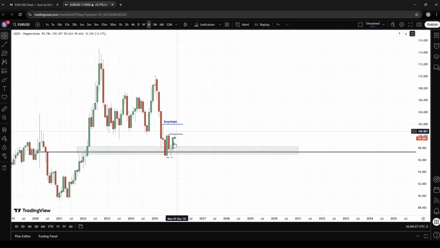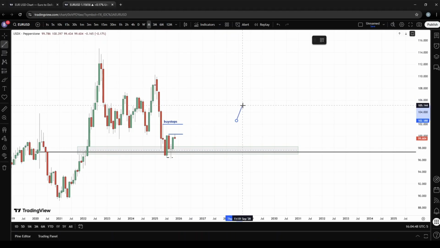And you know the power of three: accumulation, manipulation, and distribution. So the market will try to manipulate before it distributes. Like for example, this is our market. It will go like this.